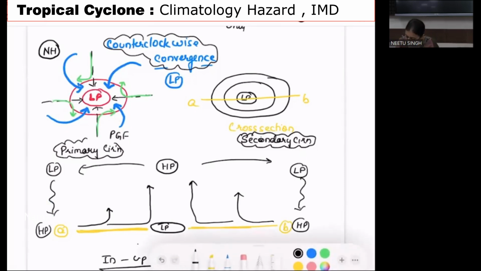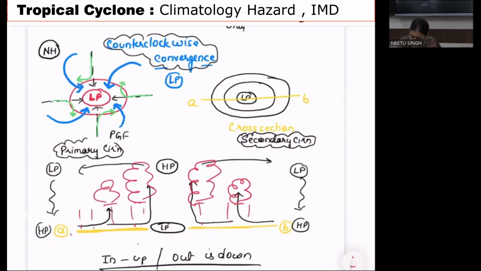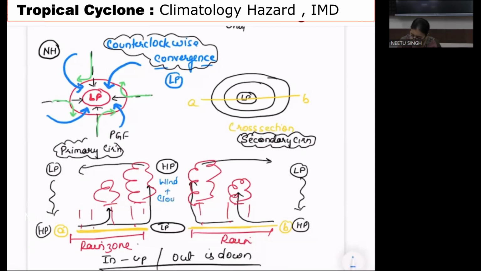जहां पर अप होगा बाय डिफॉल्ट वहां पर क्लाउड फॉर्मेशन होंगे और जहां पर क्लाउड फॉर्मेशन होगा वहां पर बाय डिफॉल्ट रेन होगा. So what I notice is that I have got rain zone at both the sides of the center of cyclone, but जो cyclone का center है, it is windless, cloudless, thus rainless.